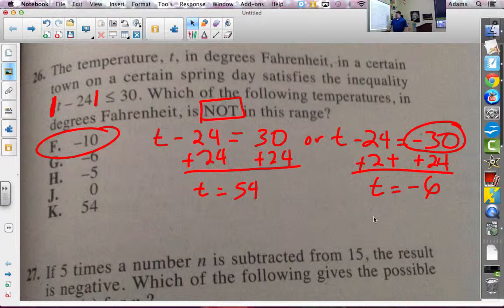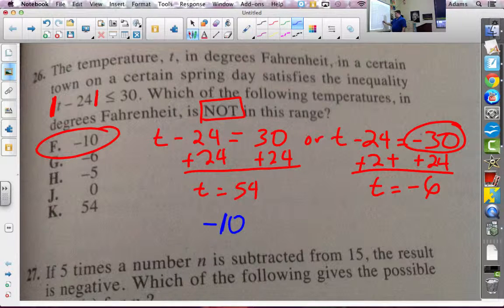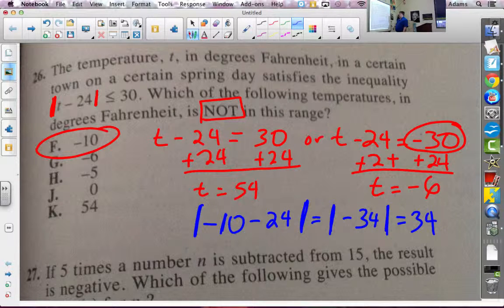Plus, you can plug it in and check, right? So if I say negative 10, negative 10 minus 24 is negative 34, and I take the absolute value of that, which is 34, right? And so 34 is not less than 30, or equal to 30.